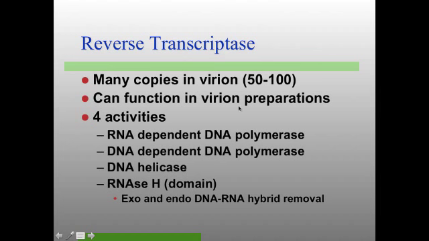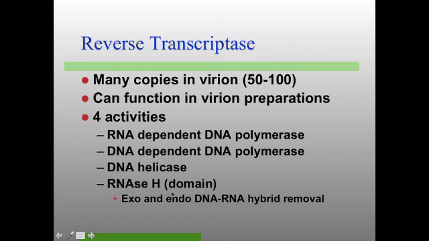Reverse transcriptase, there are lots of copies of it in the virion, and it's a non-proofreading enzyme. It's also not very processive, so it falls off the template all the time. It does function in virion preparation. We talked about that before. Basically it has 4 activities. An RNA-dependent DNA polymerase, as you're asking about, a DNA-dependent DNA polymerase, a DNA helicase activity, which can separate the 2 strands, and an RNase H.